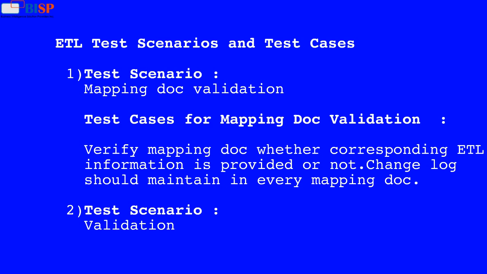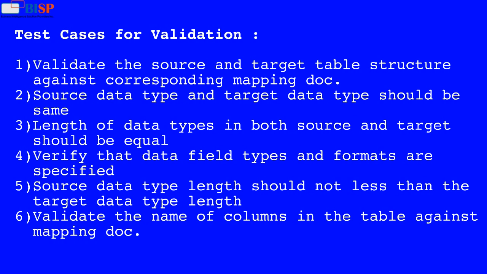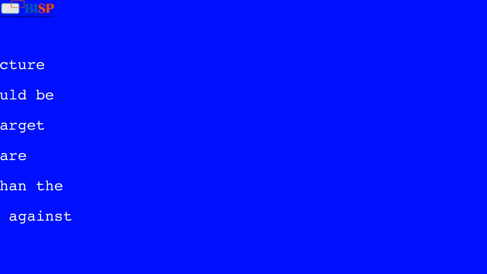2. Test scenario: structure validation. Test cases for structure validation. 1. Validate the source and target table structure against the corresponding mapping doc. 2. Source data type and target data type should be the same. 3. Length of data types in both source and target should be equal. 4. Verify that data field types and formats are specified. 5. Source data type length should not be less than the target data type length. 6. Validate the names of columns in the table against the mapping doc.